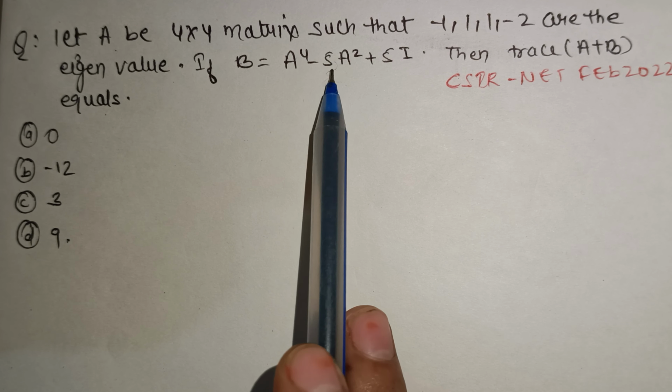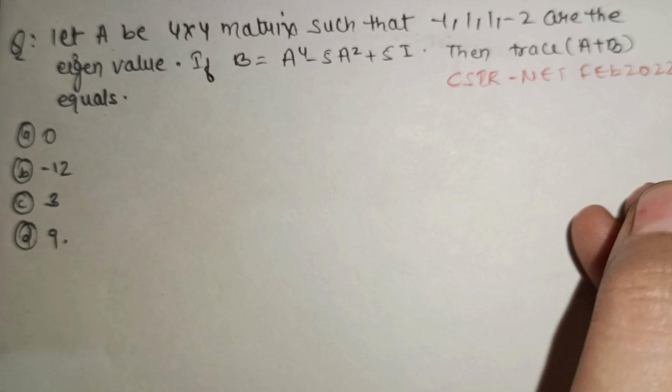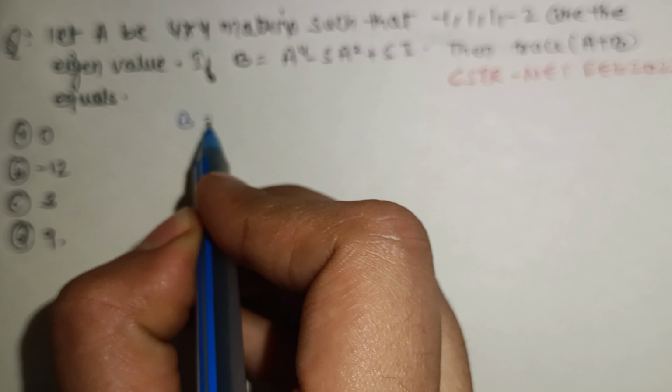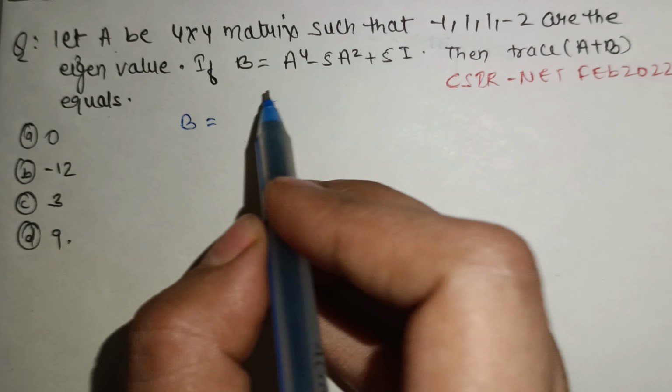So as A has eigenvalues -1, 1, 1 and -2, the eigenvalue of B is equal to (-1)^4 - 5(-1)^2 + 5, which is 1, and then for 1 it is also 1, and for -2, 16 - 20 + 5, which is also 1. So B has eigenvalues 1, 1, 1, 1 and A has eigenvalues -1, 1, 1 and -2.